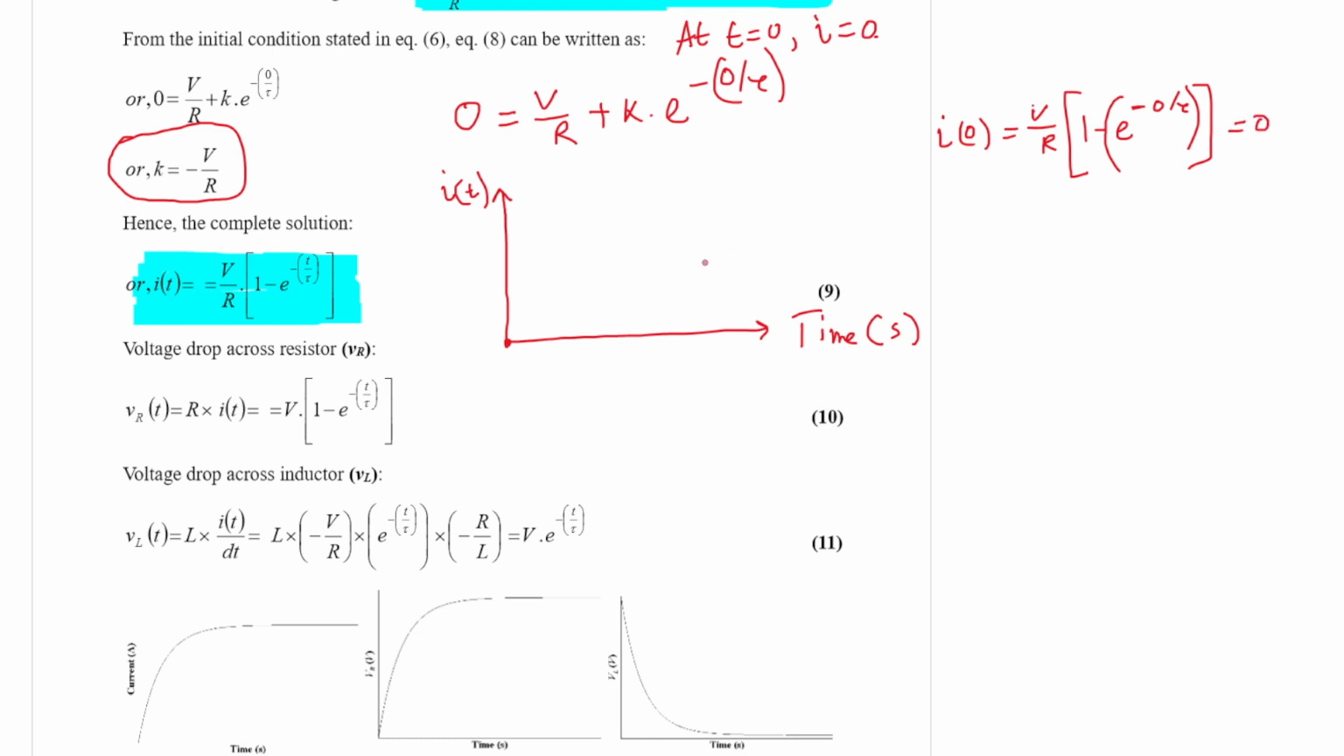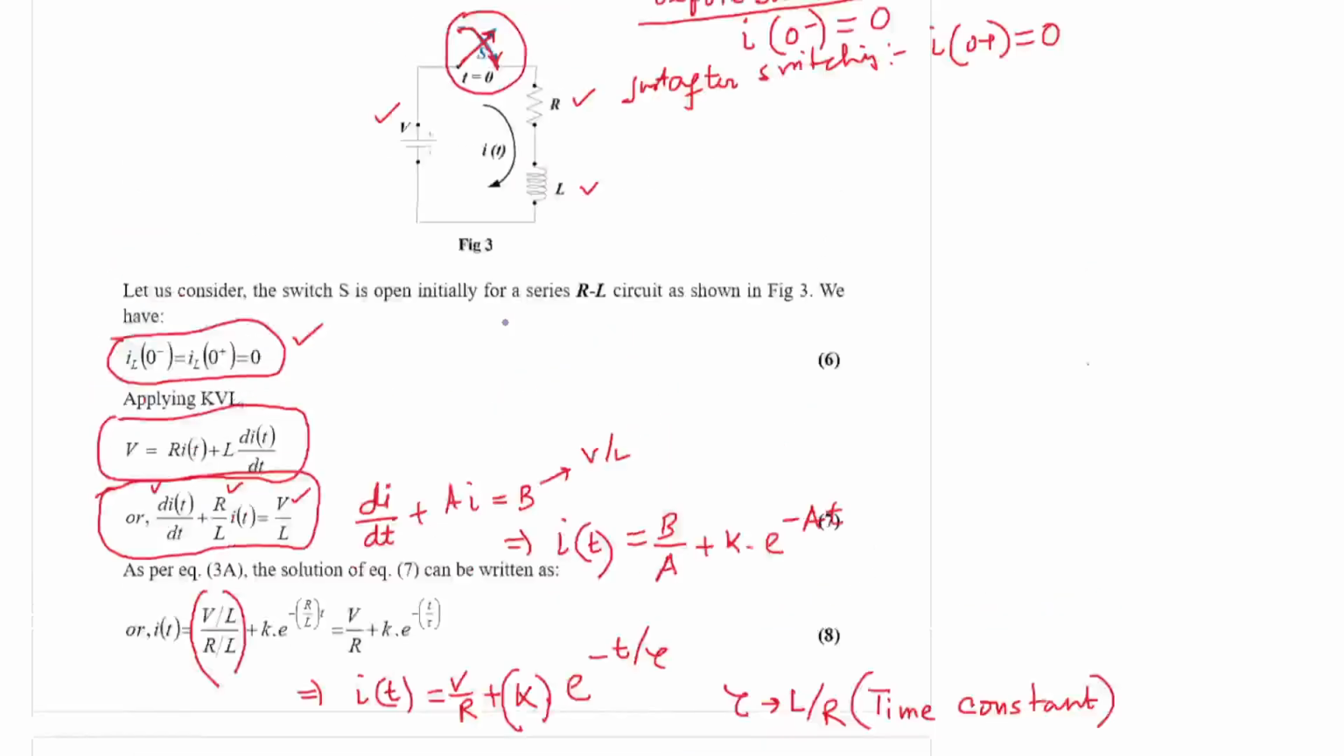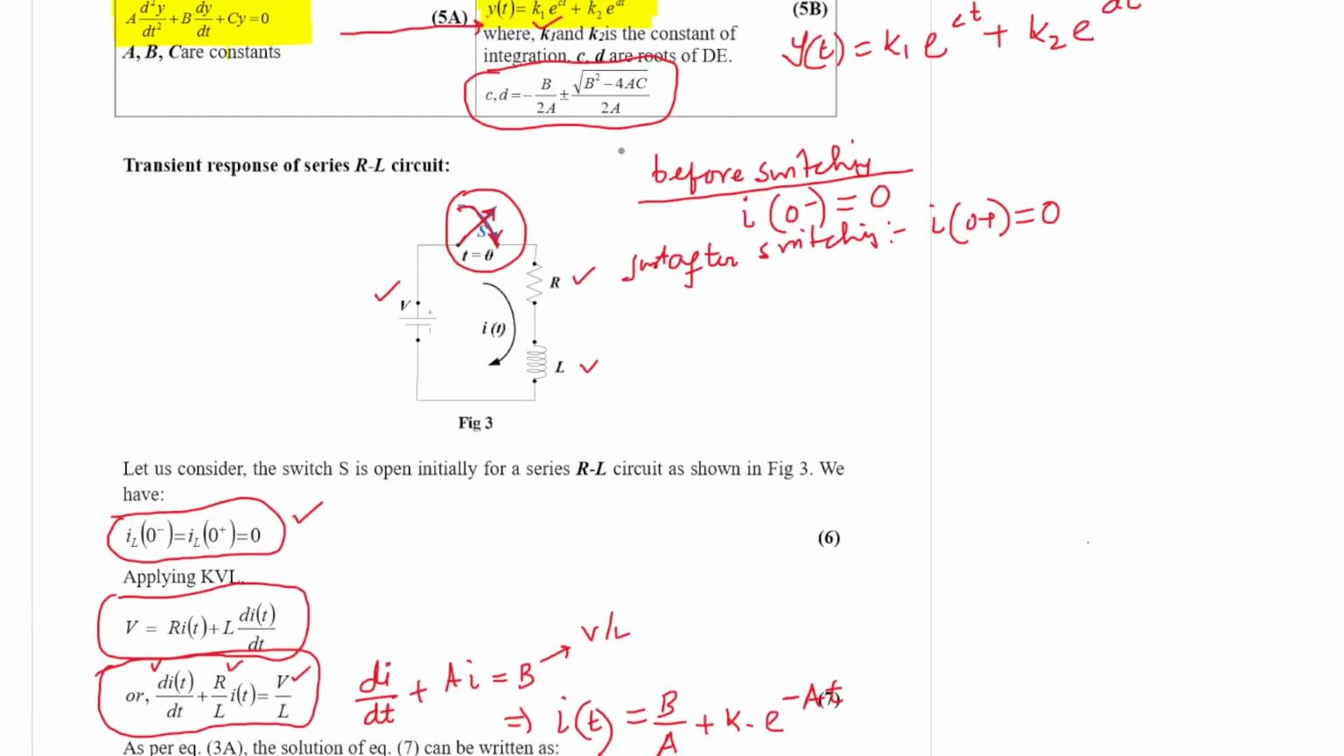Okay, so at this point, at t is equal to 0, we have current value is 0. Quite obviously, because initially there was no current. Before switching, current flowing through the inductor was 0. So just after the switching, it should also be 0.